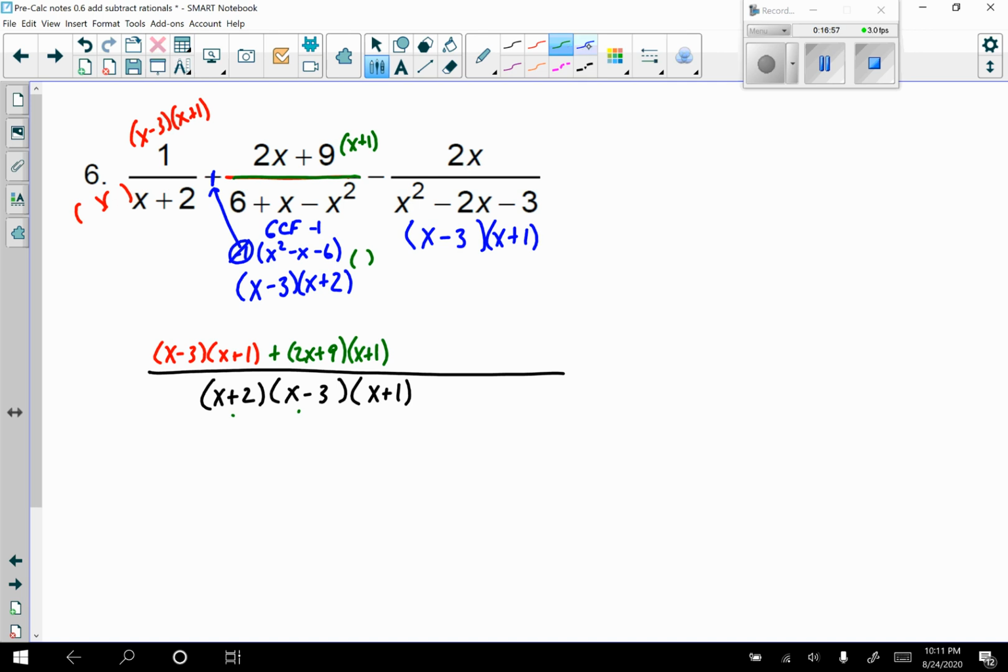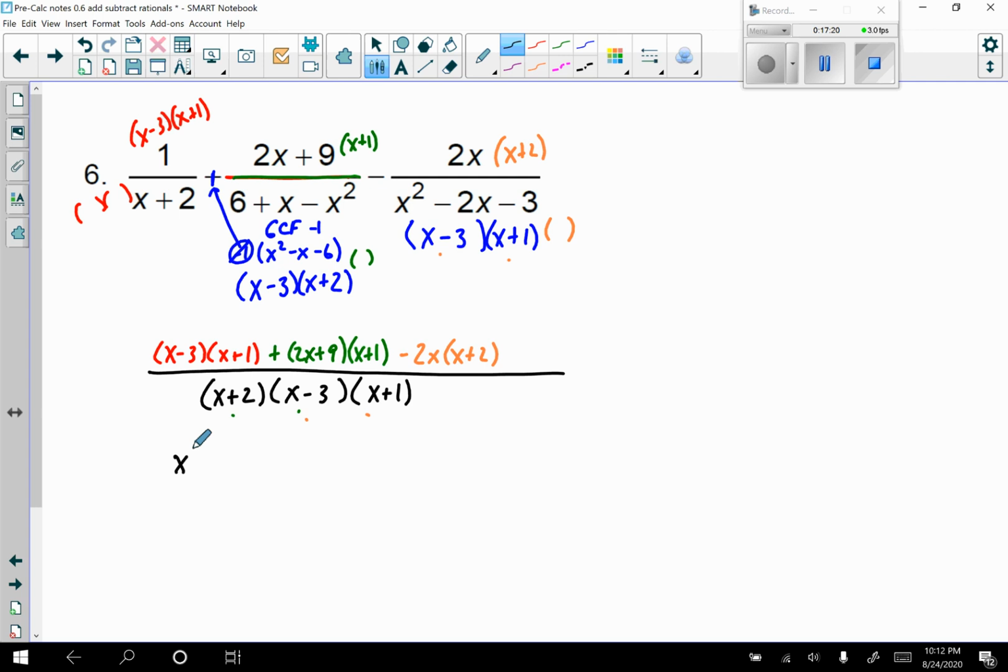Minus, now we have minus 2x. And let's see, x minus 3, x plus 1. Doesn't have the x plus 2. So technically we're multiplying top and bottom by that one. So here's the problem we're going to need to simplify, and let's do some FOIL.